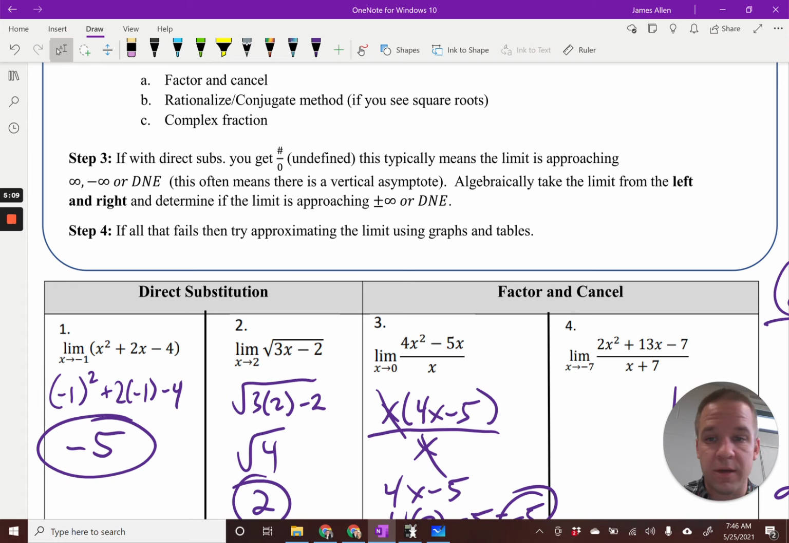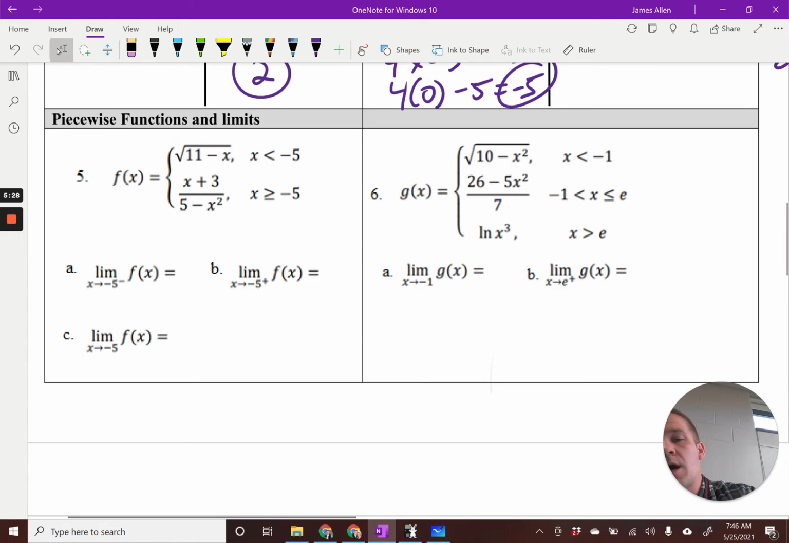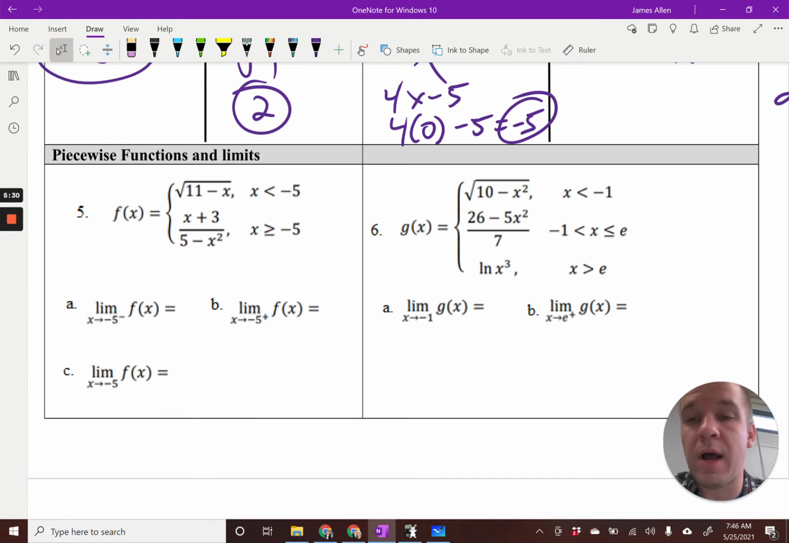And then if all else fails, we can always go back to our graphs and tables, right? That's a nice fallback. It's not always the quickest method, kind of like you could always use the quadratic formula to solve a quadratic, but it's not always the quickest method, right? So we have other methods that are potentially faster, which are, for our limits, direct substitution, factor, and cancel. All right, so there's always multiple ways to solve a problem.